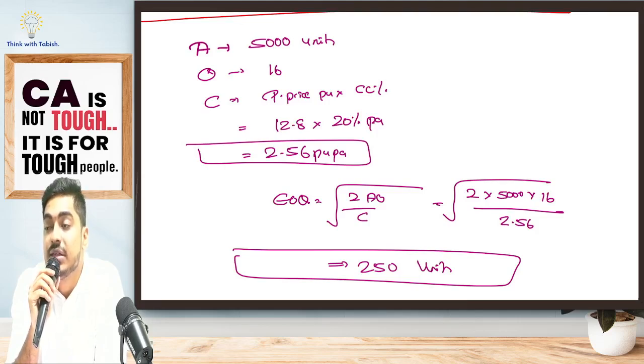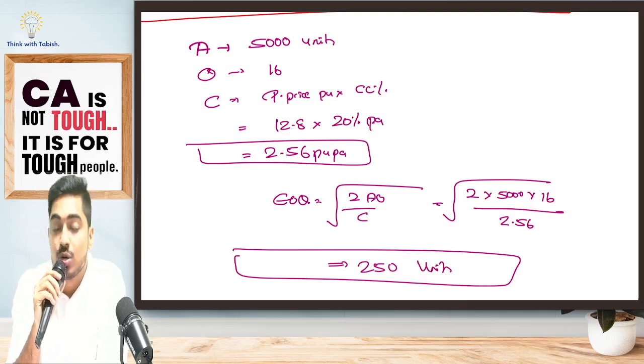Per unit per annum to hold 1 unit for 1 year. What is my carrying cost? Normally it is given as a percentage of purchase price. "Great, sir. But I want total carrying cost. So what will I tell?"